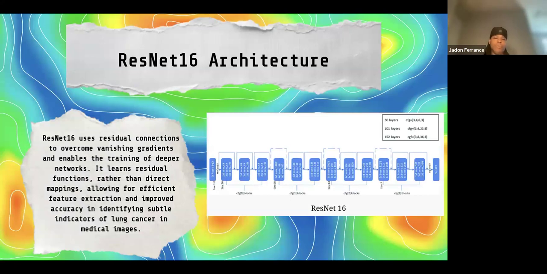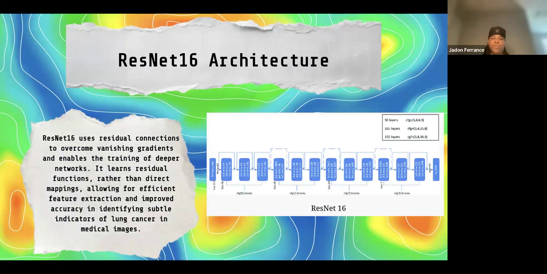For the framework overview, our framework incorporates three advanced CNN architectures: ResNet 16, EfficientNet, and DenseNet. Each model processes histopathological images to classify cancer types. To enhance transparency and clinical trust, we use Grad-CAM, which visually highlights which parts of the image influence each prediction.